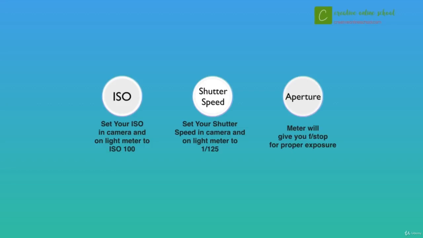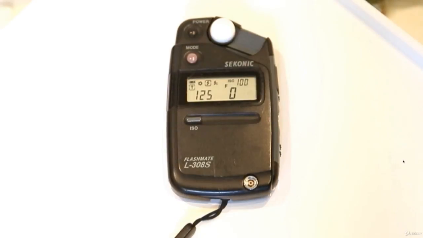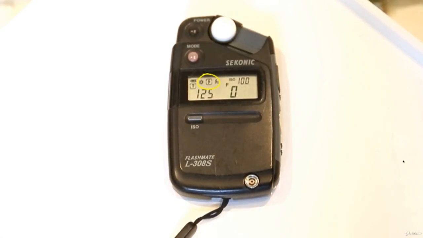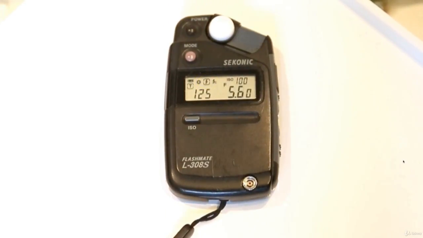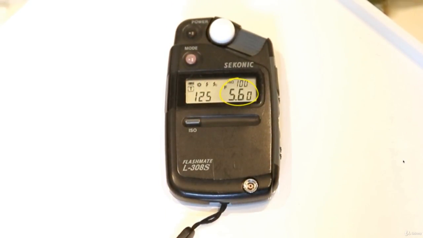Once you've set up your scene in a studio setting, you will use the light meter in much the same way as before. You'll set your ISO in camera and on your light meter to ISO 100. You'll also set your shutter speed in your camera and on your light meter to 1/125th of a second. You'll hold your meter in front of your subject with the dome facing the camera. You're going to press the measure button. It'll blink waiting for the flashes to trigger, and then you'll trigger your flash. And you'll see here it gives us a reading of f5.6. The meter instantly reads out the correct aperture for the scene you have set up.